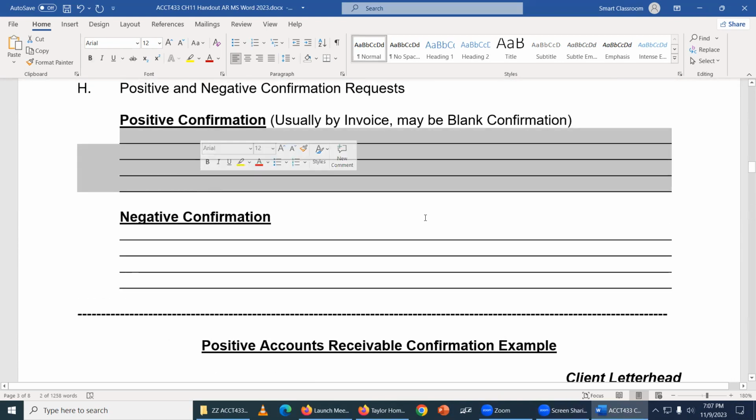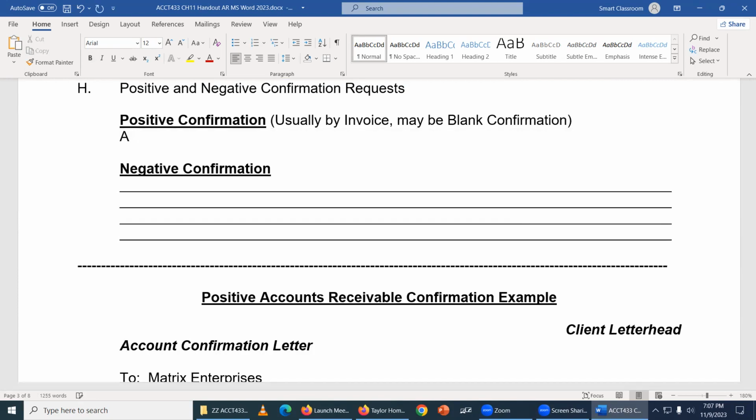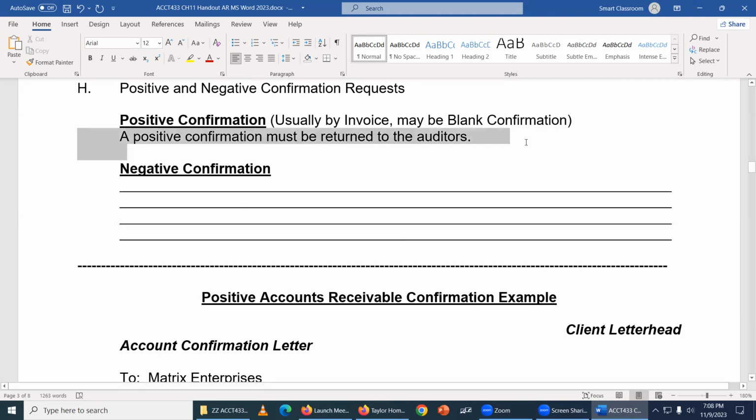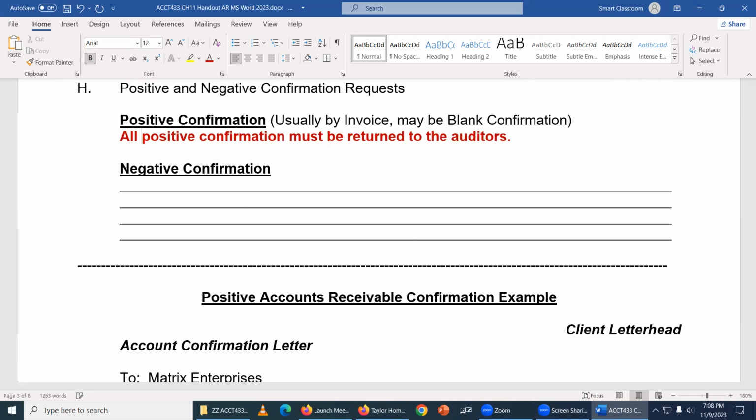Positive confirmation. All positive confirmations must be returned to the auditors. Let me change it. Let me say all positive confirmations must be returned to the auditor. So if you send out 100, you have to get 100 back.